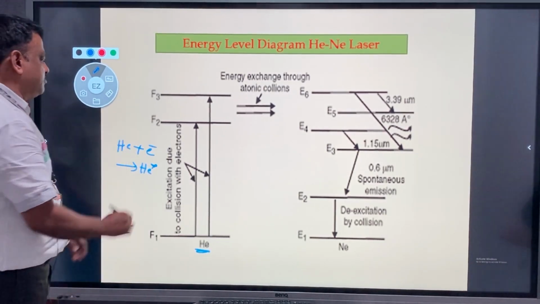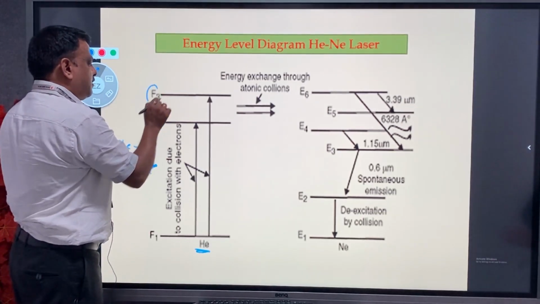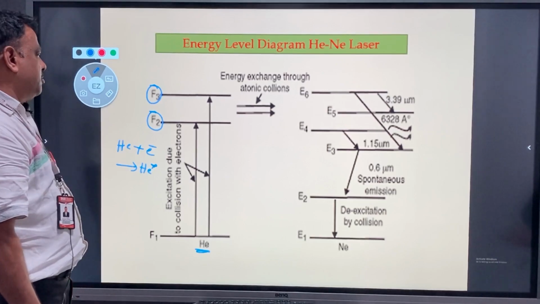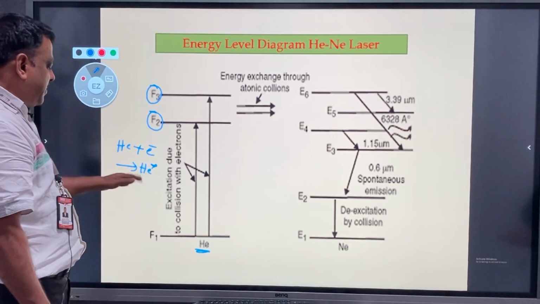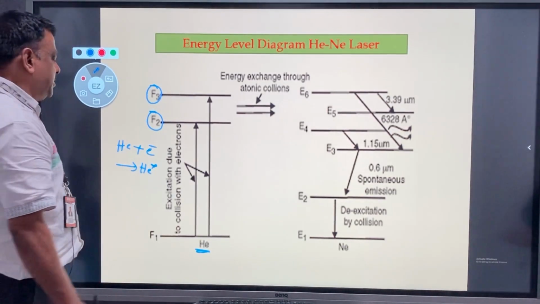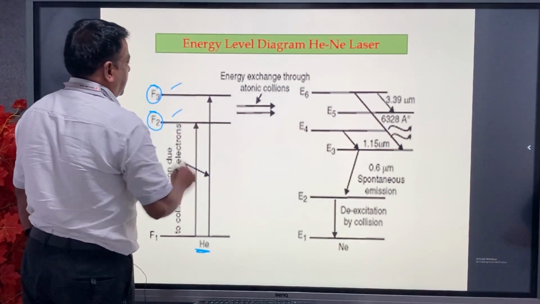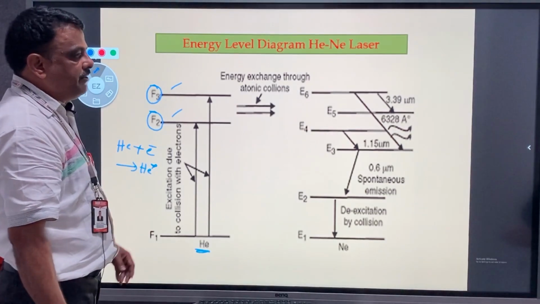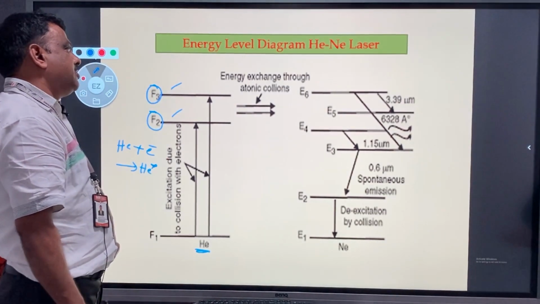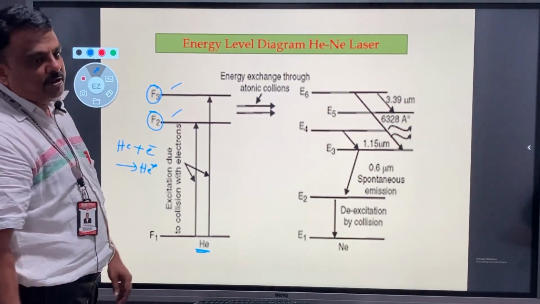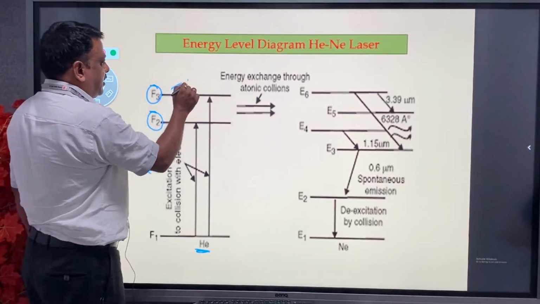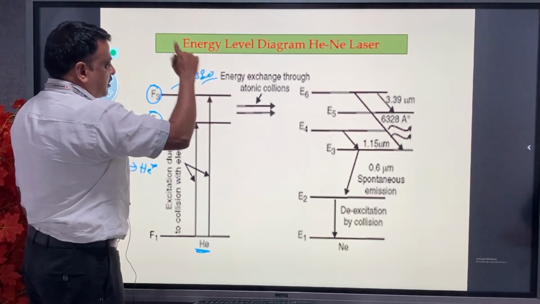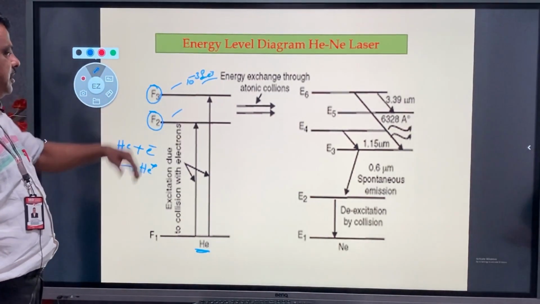Some of the helium atoms rise to the excited state F2, and some rise to the F3 state. Both are excited states and act as metastable states of the helium atoms. A metastable state is a state with a longer lifetime than an ordinary excited state. Here the lifetime is 10 to the power of minus 3 seconds.